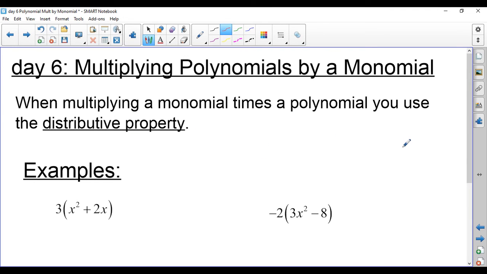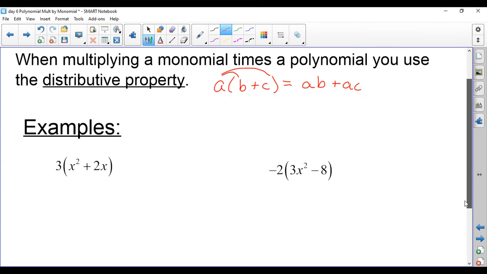What we're going to do today is multiply a polynomial by a monomial. Remember, a monomial only has one term. So we're going to have one term multiplying many terms. When you multiply a monomial times a polynomial, you use the distributive property. We learned this earlier in the year. If you have a times the quantity b plus c, you have to distribute the a and multiply a times b and multiply a times c. We'll start off with some simple examples.